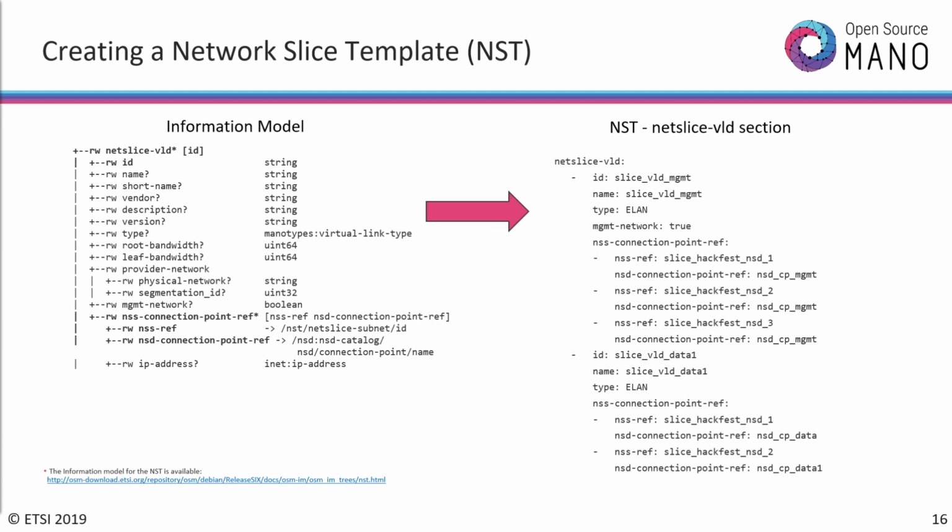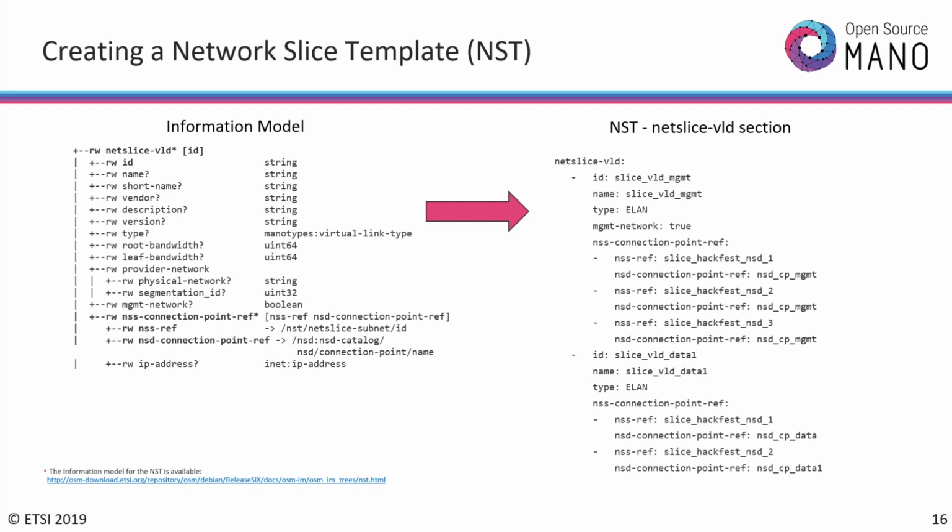This is a list of connections among the network slice subnets and is used to create the network service composition. As you can see in the picture, we need to provide an ID of the VLD, a name, and specify whether the VLD is part of a management network in the field management network, set as true or false, and a list of network slice subnet connection points.